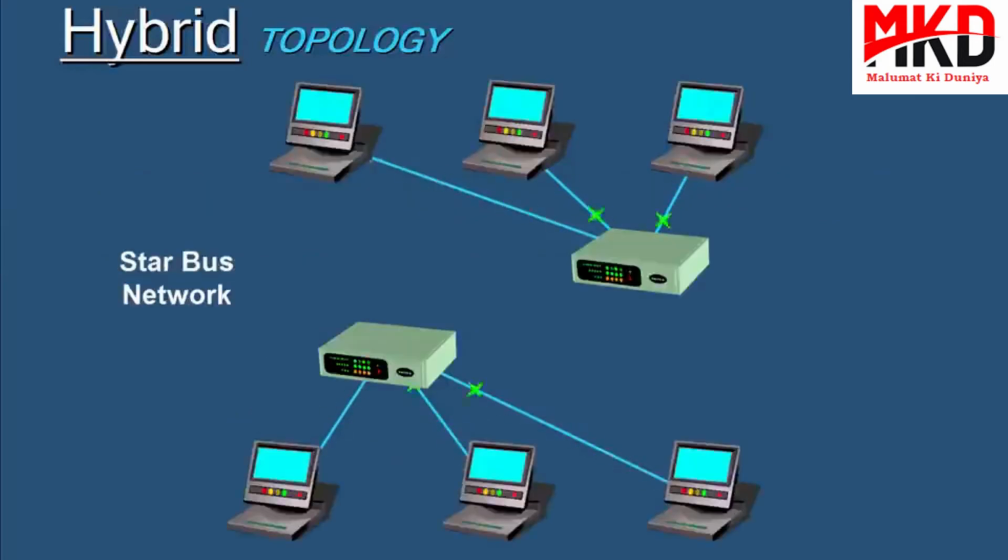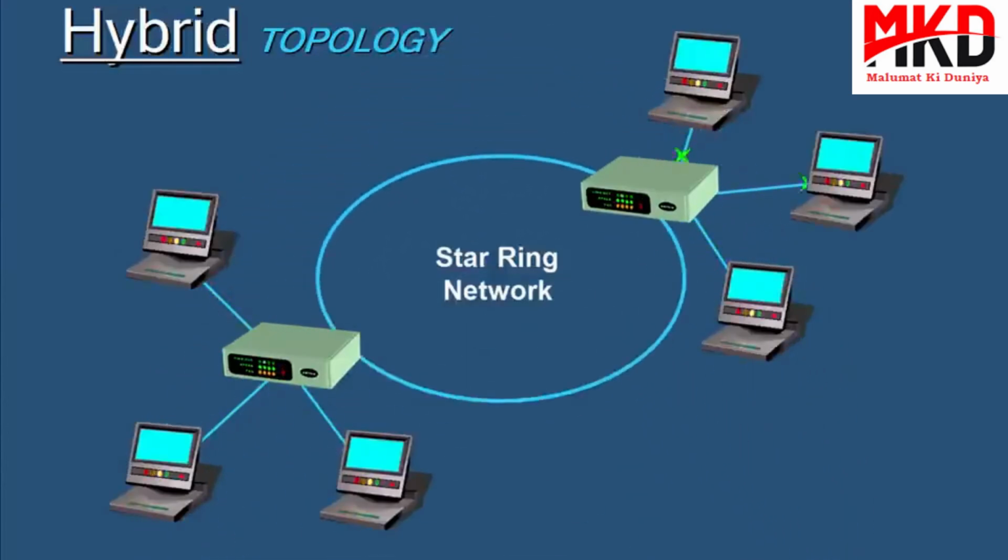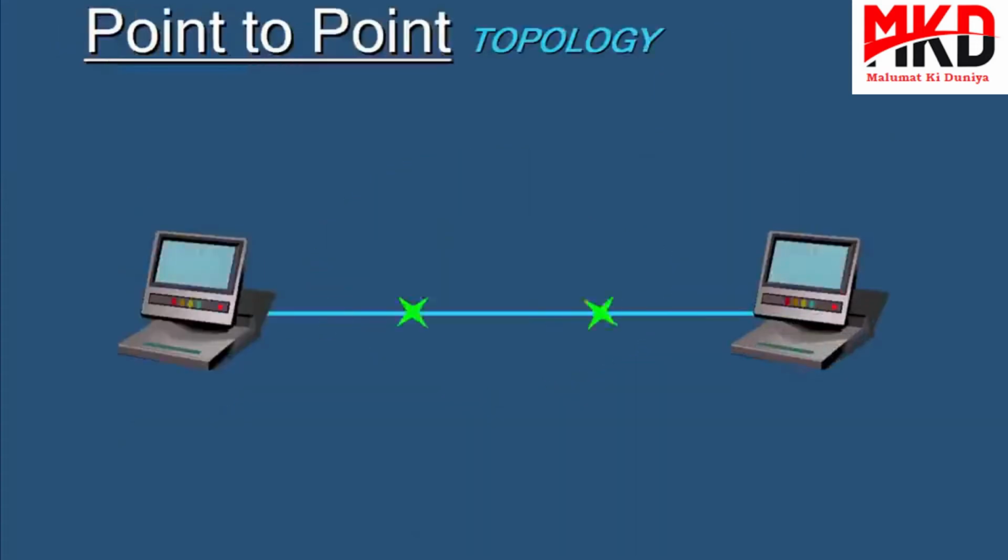In a star bus network, 2 or more star topologies are linked together using a single bus connection. And in a star ring network, 2 or more star topologies are linked together to form a large ring network. Now, a point-to-point topology is two hosts that are directly connected to each other using a single cable. These hosts could be computers, switches, routers, servers, and so on. So a point-to-point topology is the simplest form of topology there is.